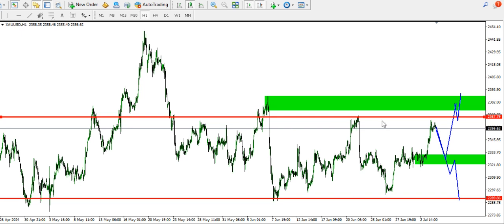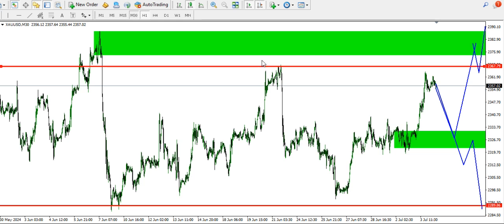At this particular zone, we may be having a double bottom. A break above the 2367 will push price to this particular zone, and a break above the 2388 level might see price pushing further. But this is gold. You might be expecting a break towards the upside, but price might likely drop. For now, on the 1 hour time frame, we have a range.